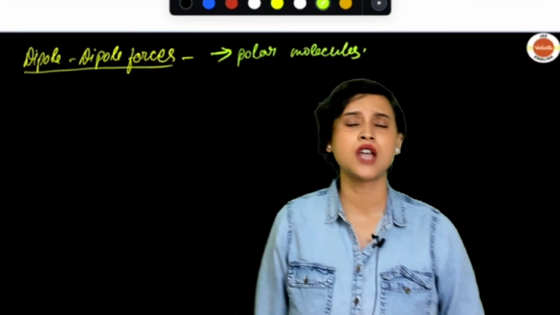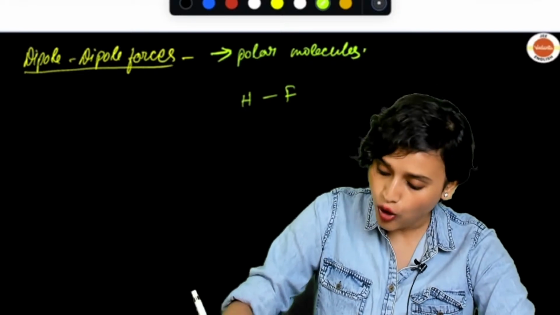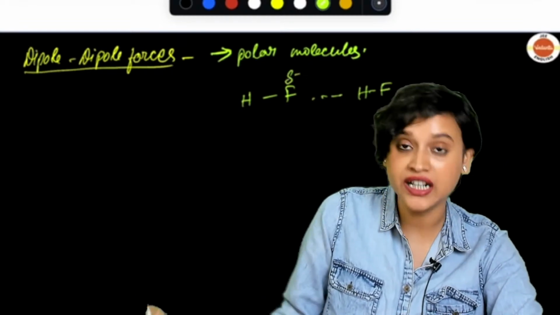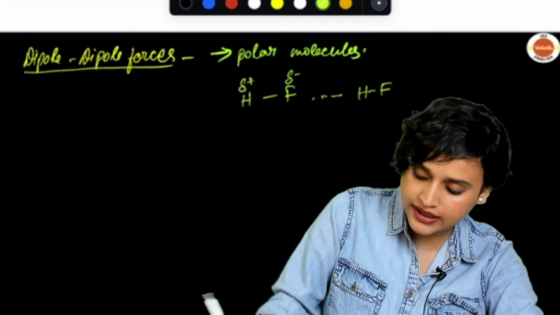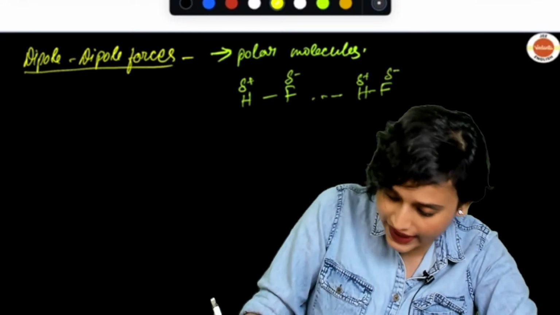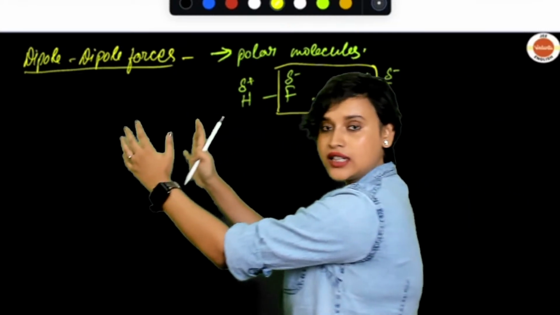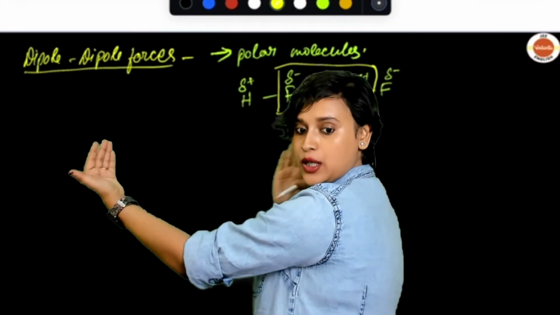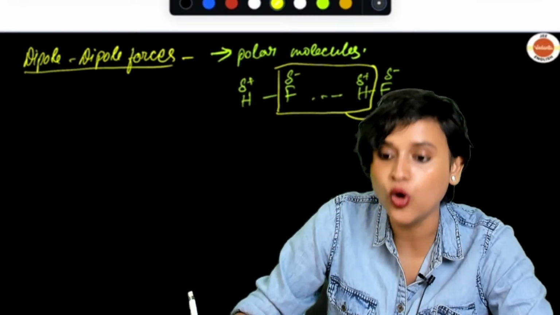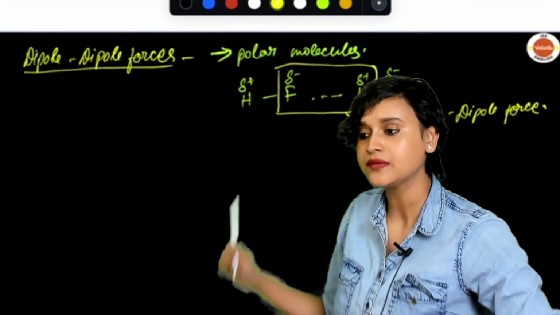For example, hydrogen and fluorine. Here is H and here is F. Obviously, there is another molecule where you have H and F, correct? On F, you will see a delta negative here, and on hydrogen, a delta positive. This is again delta positive and this again delta negative. Now, the force acting between this one molecule and this other molecule, the interaction or the attraction between these two, is called your dipole force.